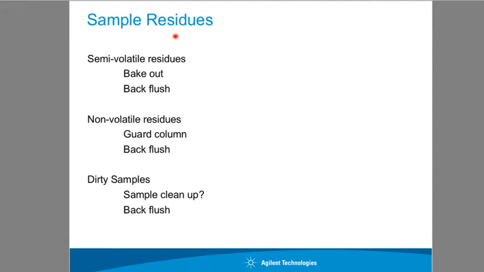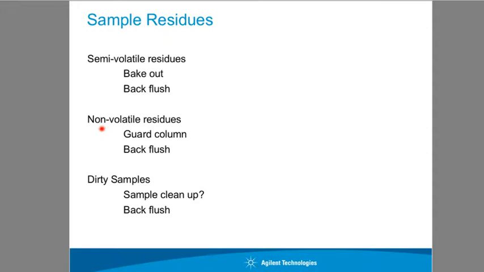When dealing with the residues, what can we do with them? If they're semi-volatile residues, we can either bake them out, with an extended high hold temperature. At the end of a run, maybe, with some of the new devices, we can do a backflush and throw them back out the inlet.